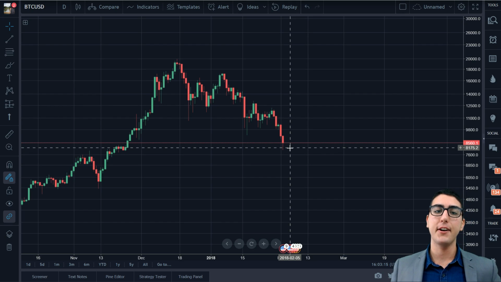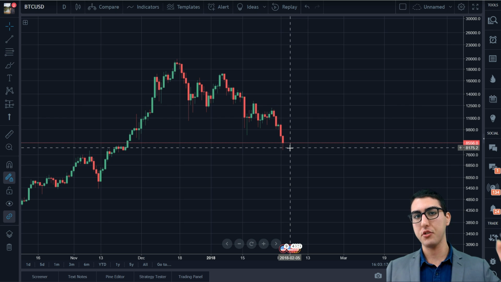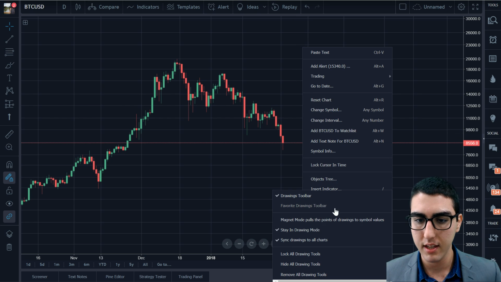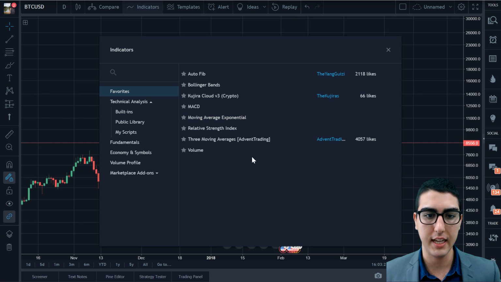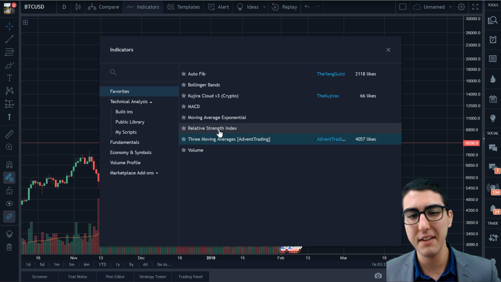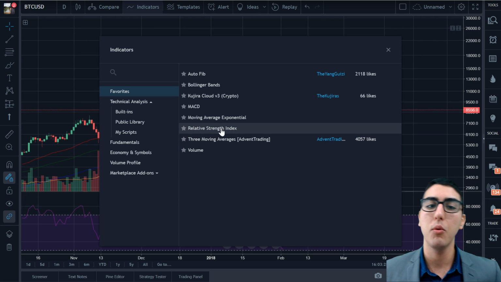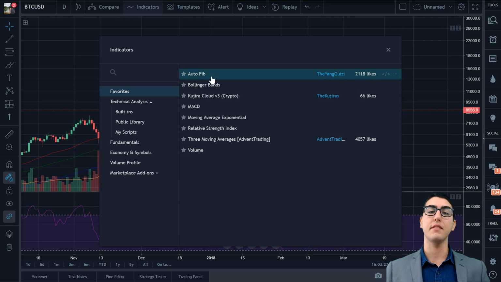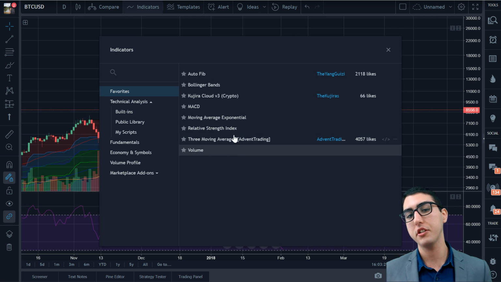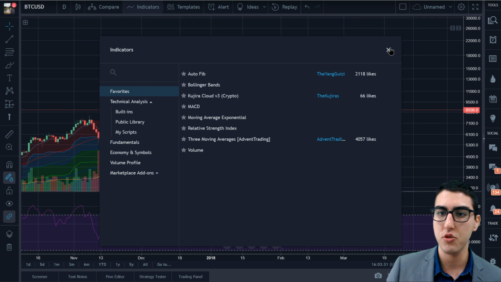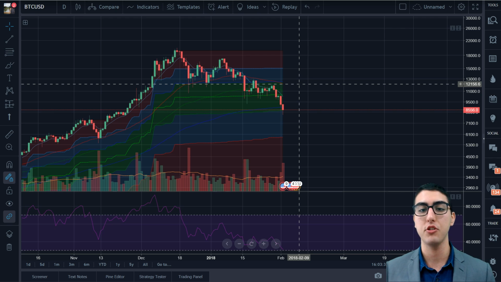So we've currently got our TradingView chart pulled up. The link is in the description below. It's a free resource. And if you right click insert indicator, you can make yours look just like mine by inserting the volume, the 3 moving averages, the relative strength index. We're also going to be using the auto fib today, which is a Fibonacci retracement tool. And we're also going to be utilizing the moving average exponential, or the EMA. Some people call it the exponential moving average.